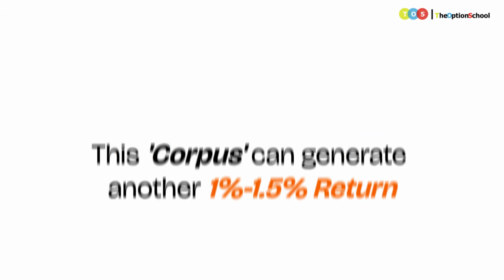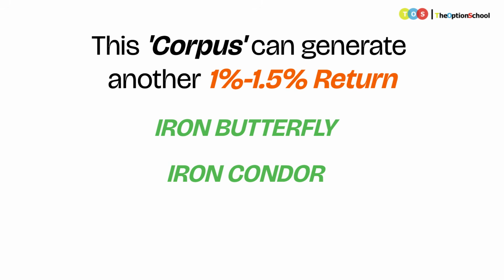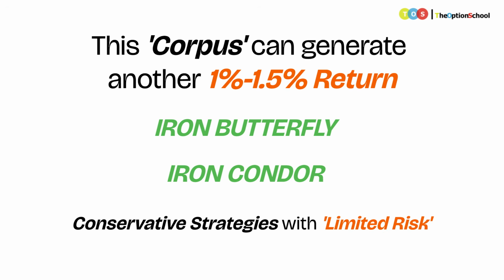Now this 27-28 lakh rupees can give you another 1%, at least 1.5% per month if you are using very conservative strategies. One of the best conservative strategies is iron butterfly, or you can say iron condor. These two strategies are very conservative, and they are limited loss, limited profit strategies. So even if there is a war situation, if there is a geopolitical problem, these strategies are not going to blow out your account. Hardly, what they will do, maybe they will take 1% loss, right?